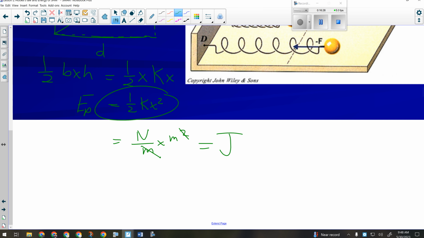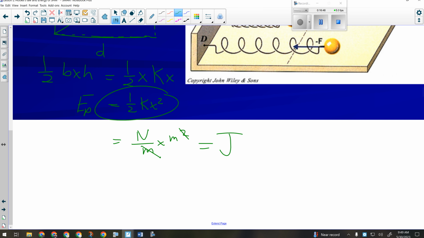Why do you have x twice? Because x is d, right? It's force times distance, right? The base is x, times kx, of course. So I have x in there twice. That's why it's kx squared, right? X times x is x squared. Okay, everybody all right with that? Okay, so that's where that formula comes from.